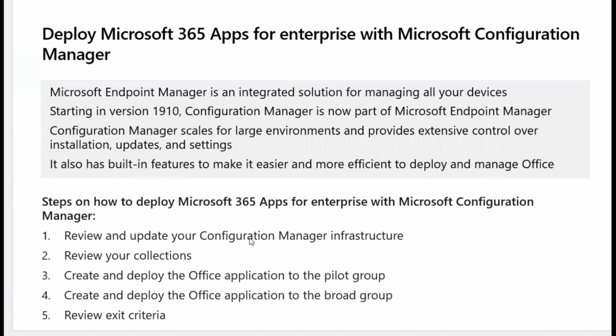Review and update your Configuration Manager infrastructure, review your collections, create and deploy Office applications to the pilot group and broad group. Pilot group means maybe they're the test users. Maybe out of 50 people, you may take 5 people and create and deploy the Office applications to that group. If they are okay with the applications, and you also check that the applications are okay, then after that you can deploy to the broad group, meaning the rest of the people. In this way, you can install the Office apps.